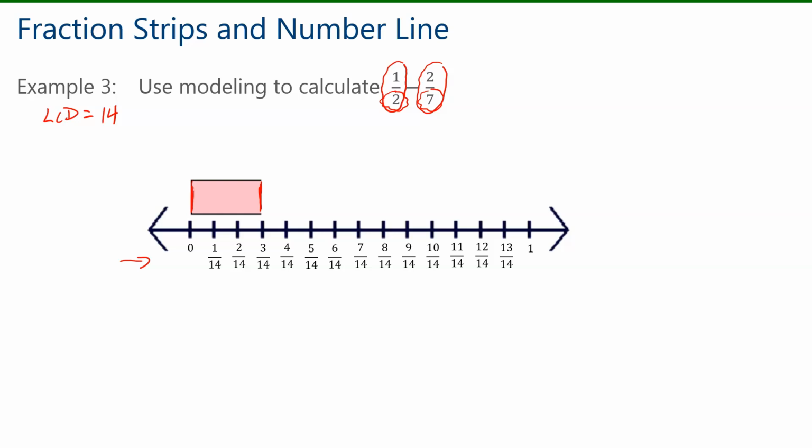And I start at 0, I end off at 3/14, and I can place 3 1/14 strips over that. Half subtract 2/7 gives us 3/14. Simplest form.